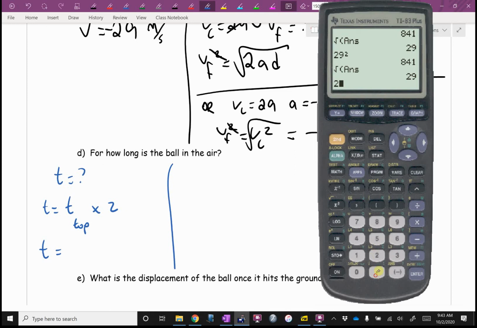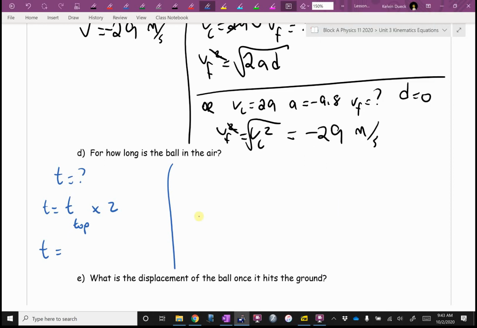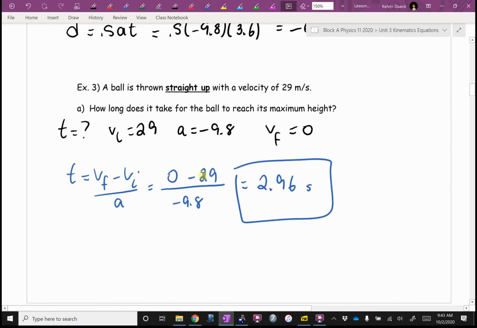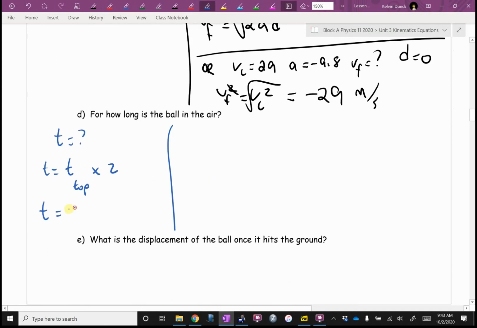Now, the only thing is that 2.96 is a rounded off value, so I might be a tiny bit off, but was it 2.96? I think it was. Yeah. So 5.92 seconds.